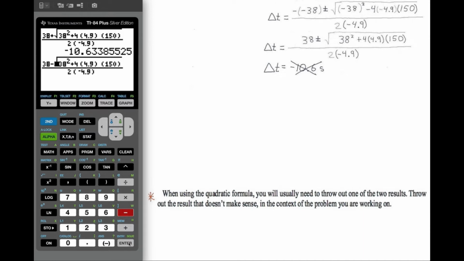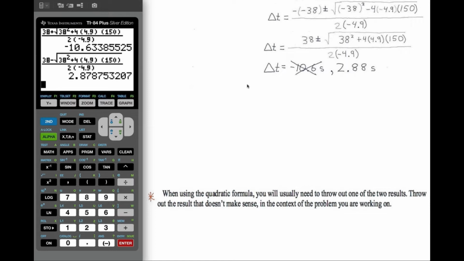Now we can hit enter. And our new result is that delta t equals 2.88 seconds. This result is positive, so this result for the time elapsed does make sense.